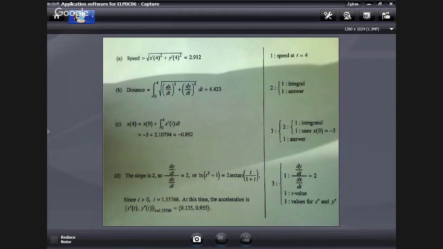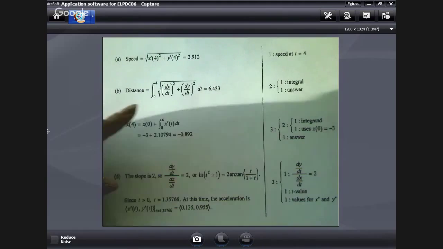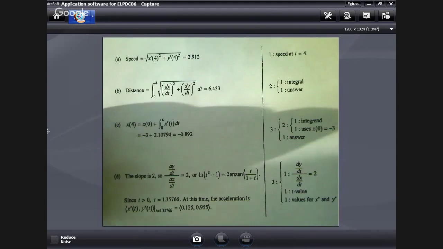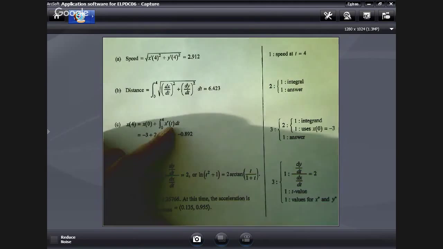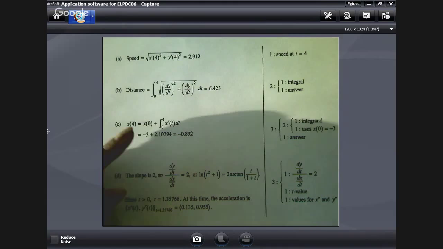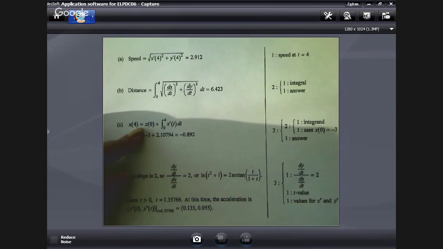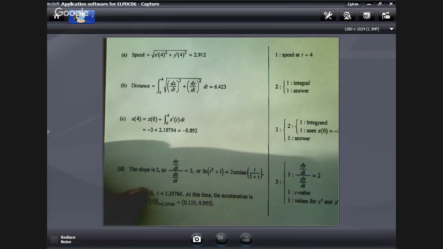So 1 point for the speed, 2 points for distance: 1 for the integral and then 1 for the answer, 6.423. Part C is worth 2 points. There's 1 point for the integrand, not the integral. So that's for realizing that you need to integrate x prime of t, dt, and for using x of 0 equals -3. So that's 2 points. And then the answer is the third.